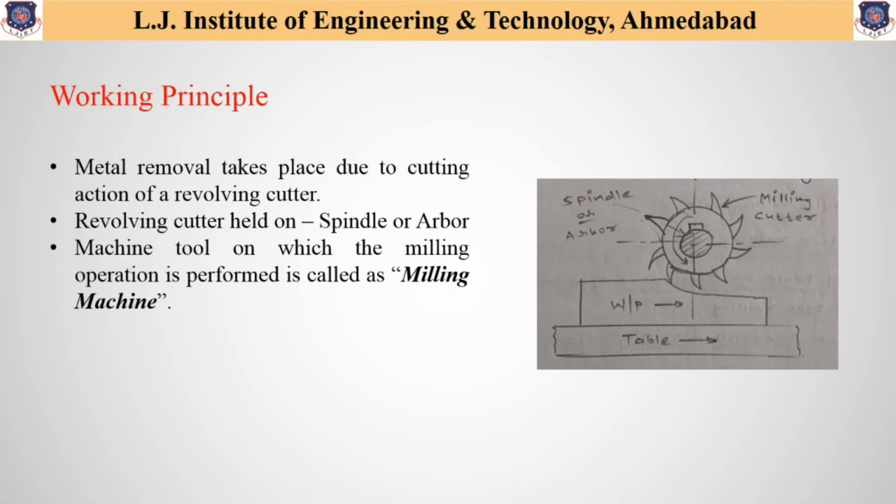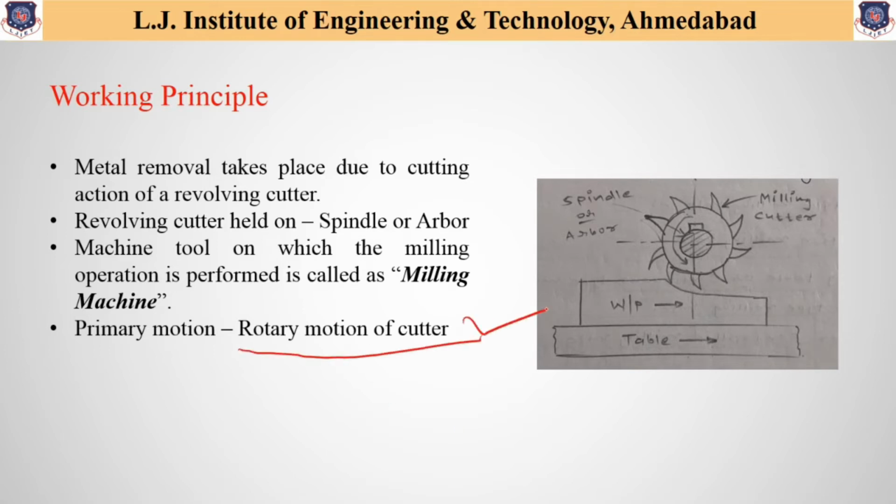If we discuss about the primary and secondary motion in milling machine, which we have discussed in chapter 1 also, that is the basic machine tools and primary cutting details. So here the primary cutting motion, that we can say is the primary rotary motion of the cutter, because without the rotation of cutter there are no chances of cutting on workpiece. So rotary motion of cutter, this is the primary motion.